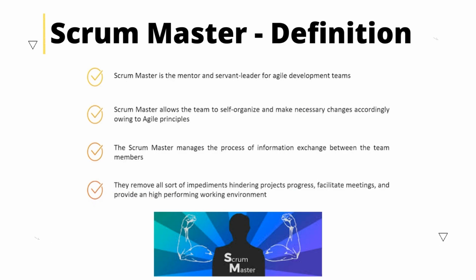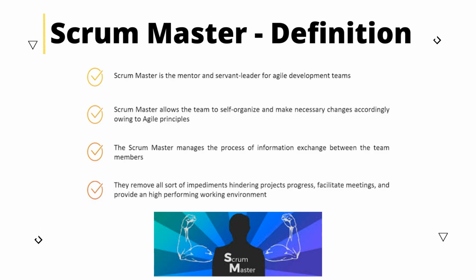Now, let us get into the core topic of our discussion, that is Scrum Master. The Scrum Master leads the Scrum team. A Scrum Master is the mentor and servant leader for agile development teams. They assist the team, including Kanban, SAFe, Extreme Programming, and Scrum, to ensure that the Scrum process is being followed. Scrum Master allows the team to self-organize and make necessary changes owing to agile principles.